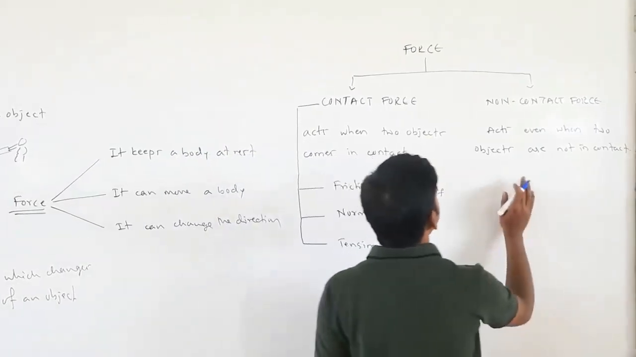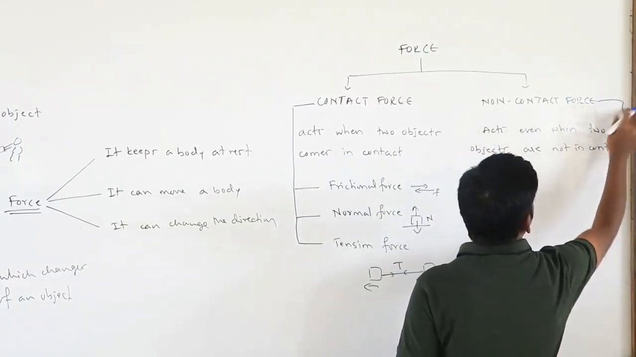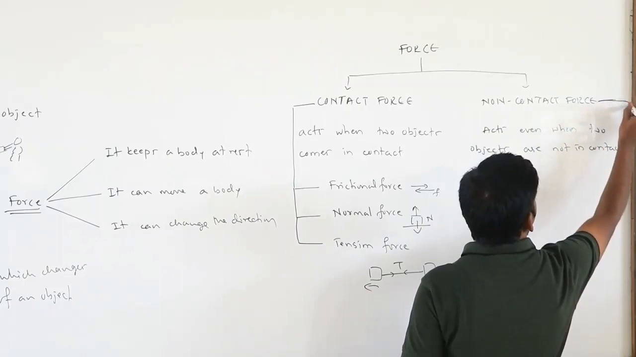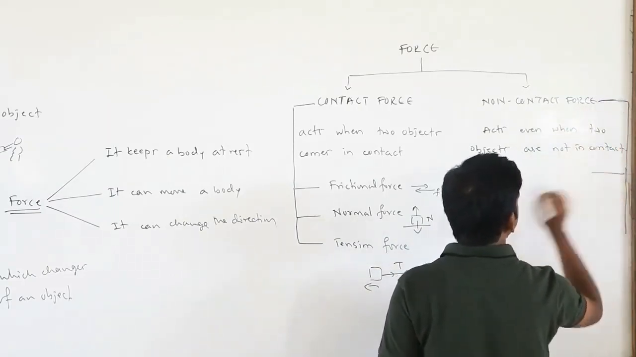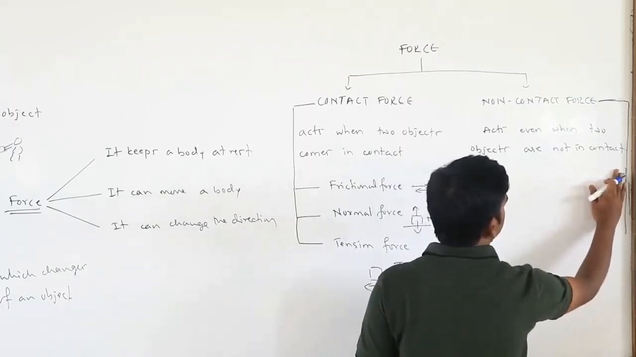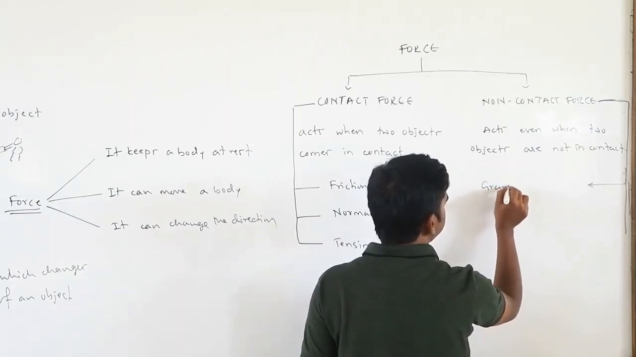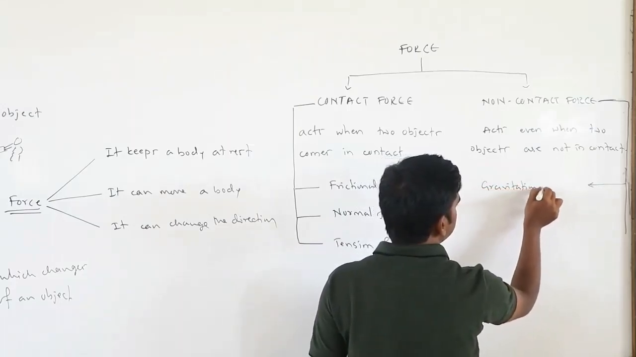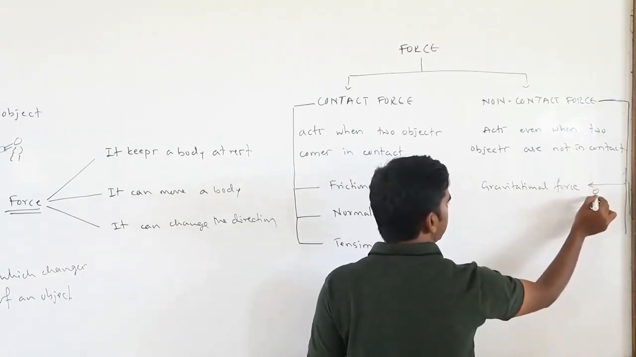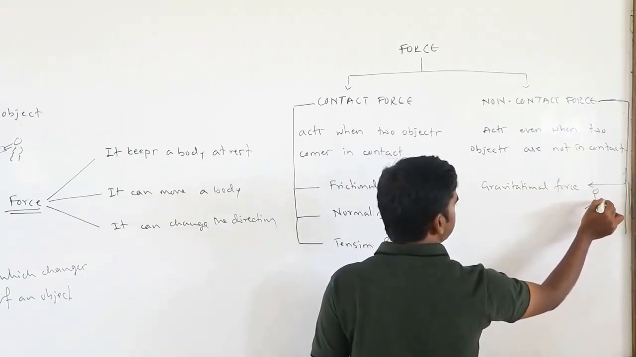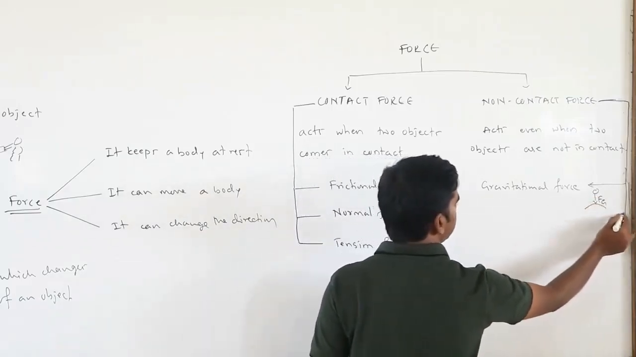Similarly, if we come to the non-contact forces, in non-contact forces there are again types. One is very important, which you already know much about. What is that? Gravitational force. So gravitational force in the sense of any force acting on the body due to the earth. That is what we call the gravitational force, which is always downward.